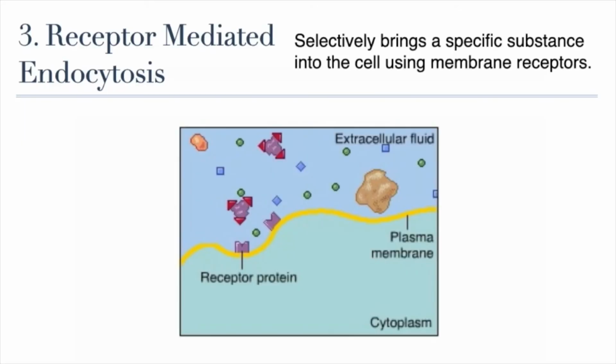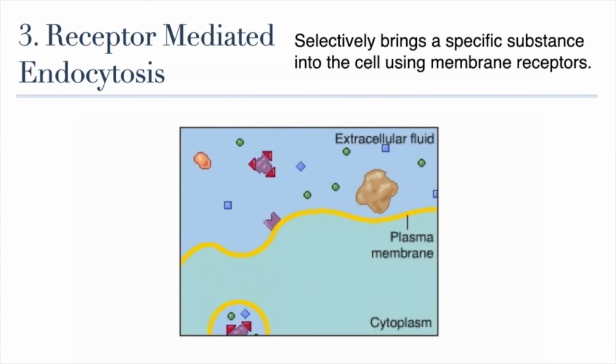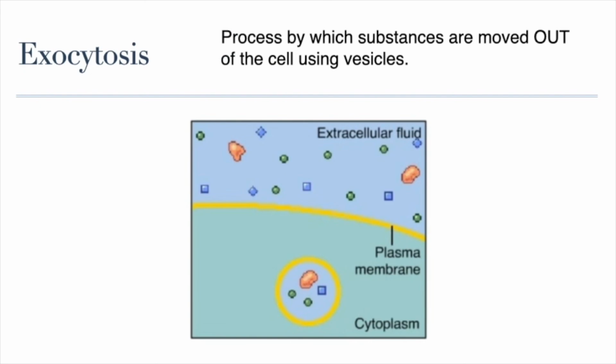Unlike pinocytosis and phagocytosis, receptor-mediated endocytosis is very specific. It is triggered when membrane receptors bind to a specific molecule that is found outside the cell. Once these molecules are bound to the receptors, the membrane forms a vesicle that contains the receptors and their cargo and brings both into the cell. And then in contrast to endocytosis, we have exocytosis.